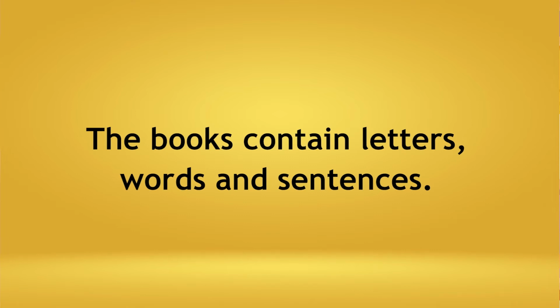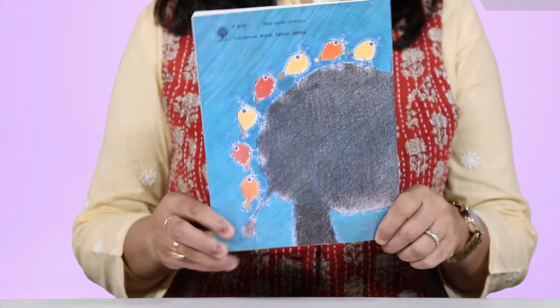First of all, you need to understand that concepts of print include an understanding that print carries meaning. The books contain letters, words and sentences. Children also start looking at, as I have already mentioned, that there is space between words. The way you use the books and literacy materials in front of the children, they start understanding what books are used for. When you read to them in an appropriate manner and model literate behavior, they get to know that books have parts such as front cover, back cover and so many things.